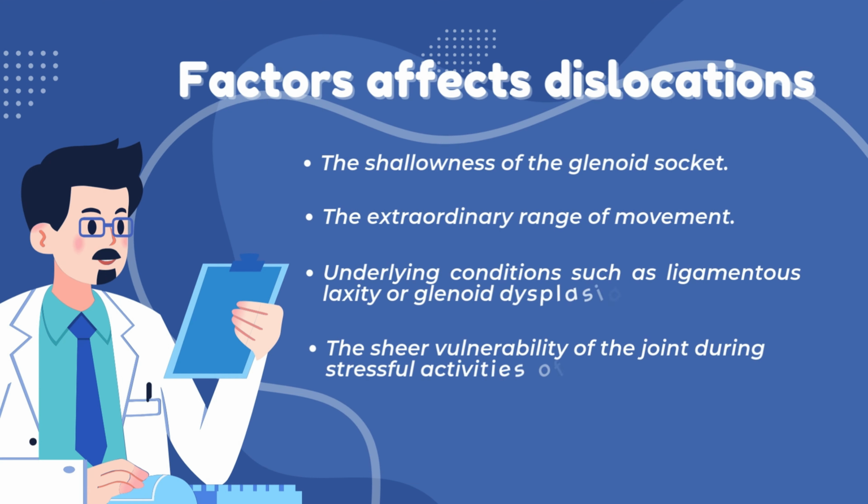First of all, the shallowness of the glenoid socket in relation to the head of the humerus. It is relatively shallow, and this makes the joint unstable. Another factor is the extraordinary range of motion in the joint, which also predisposes to dislocation. There are other factors like laxity of the joints and dysplasia of the glenoid fossa, which sometimes add to the instability of this joint. Mechanism of injury.